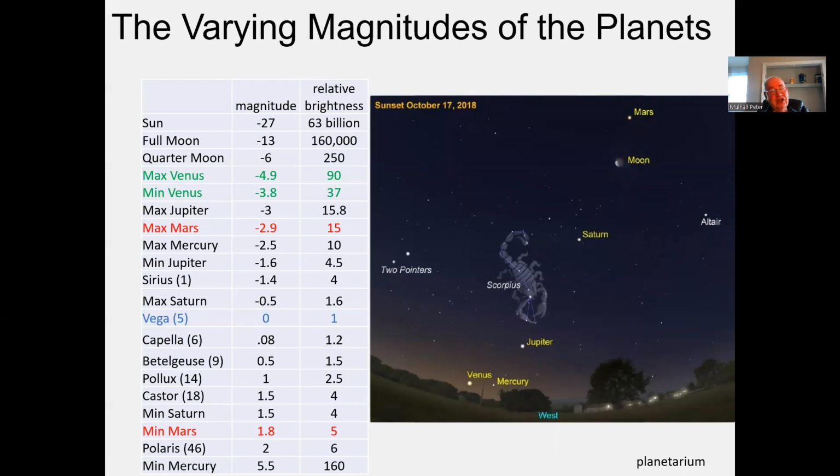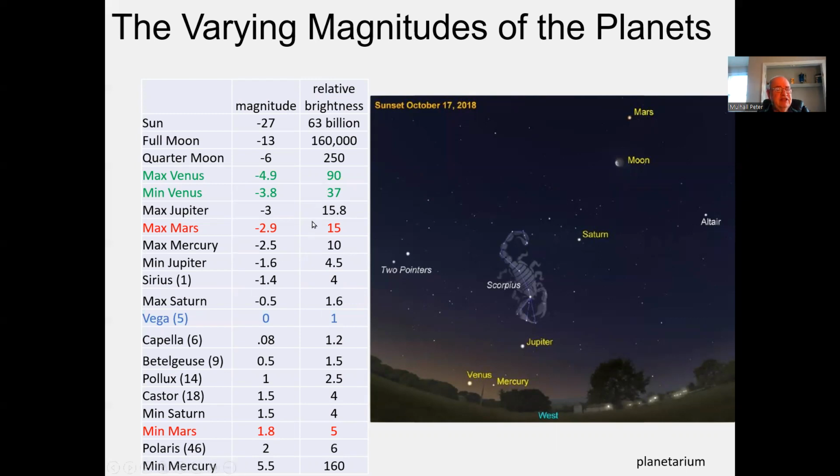Okay, it's off the charts. The full moon is the next brightest thing in the sky, at minus 13. The quarter moon is brighter than any of the stars. But now we get to what's interesting. Venus has a brightness of minus 4.9. The brightest star in the sky is Sirius at minus 1.6.